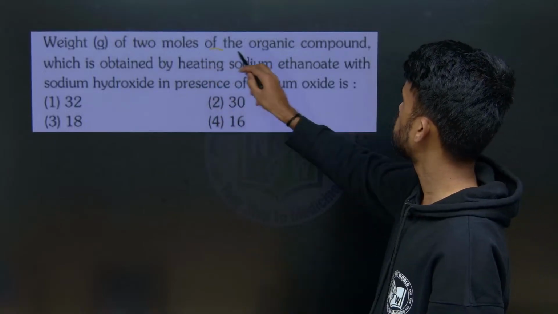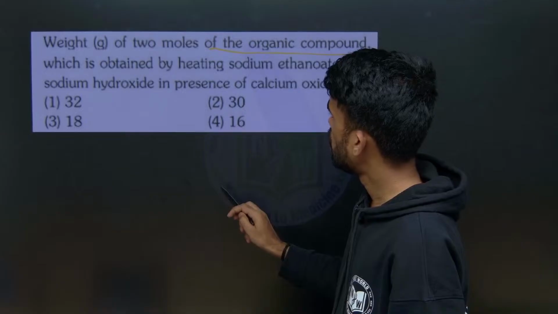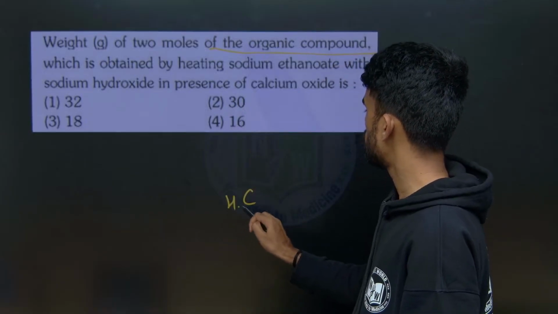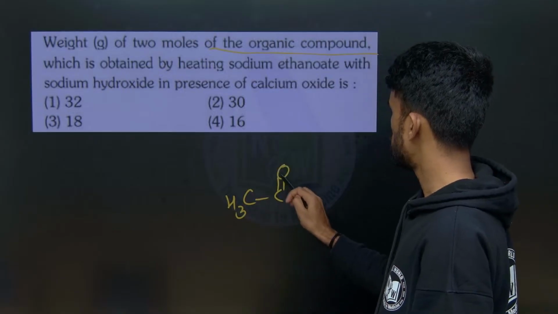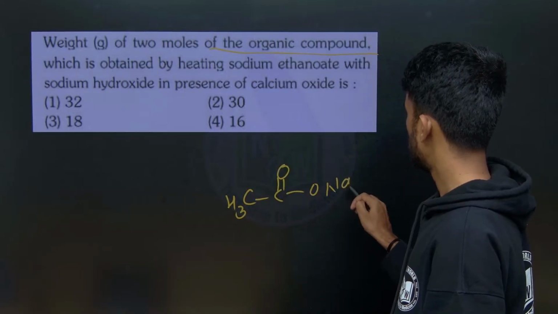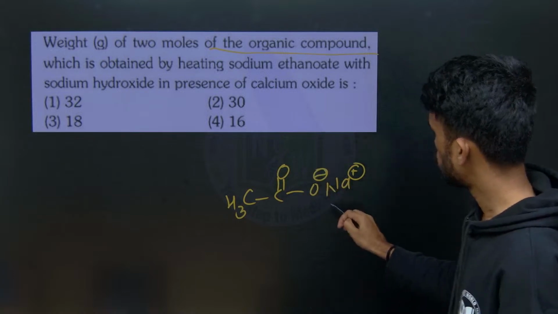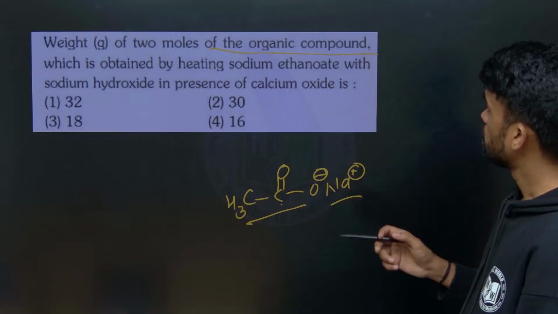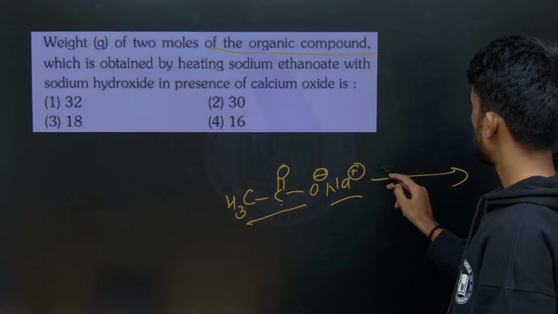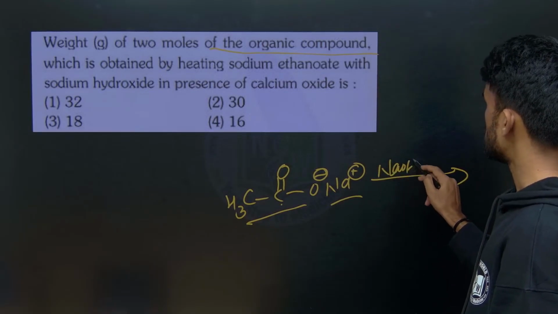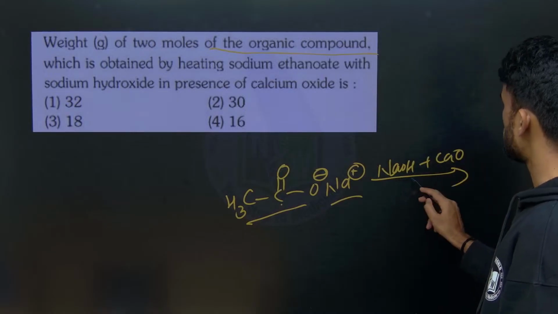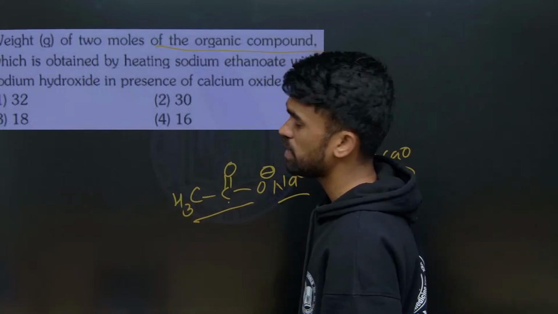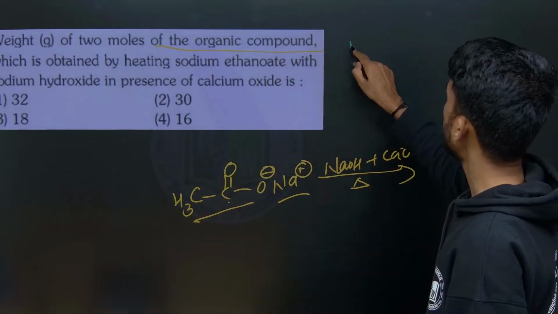What is the weight of 2 moles of the organic compound obtained by heating sodium ethanoate, two carbons, ethanoate? Okay. So upon heating this with NaOH in the presence of CaO, calcium oxide, what is this process? Decarboxylation. We discussed this very clearly in the hydrocarbon chapter.